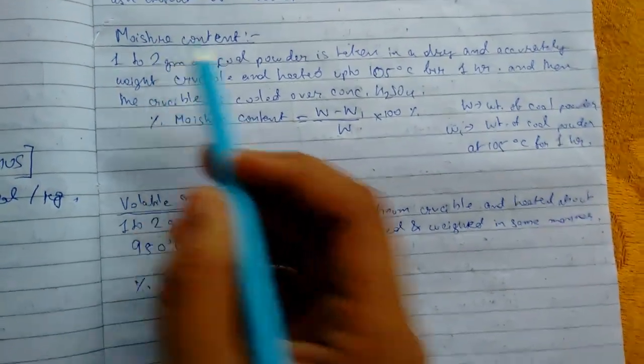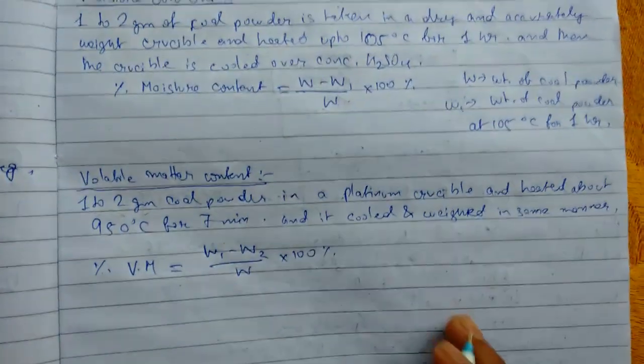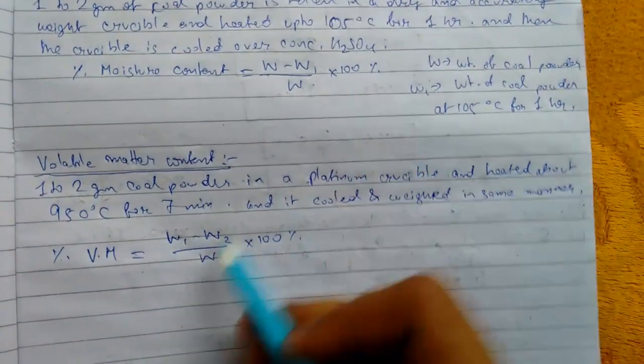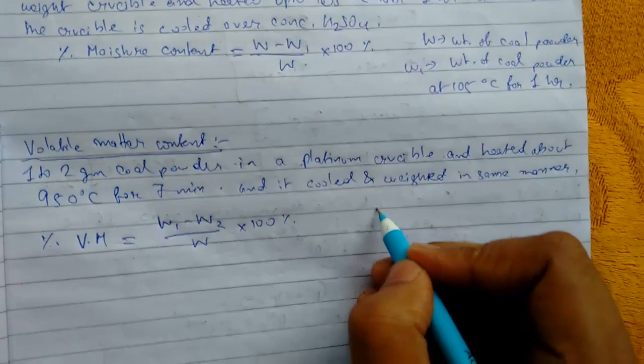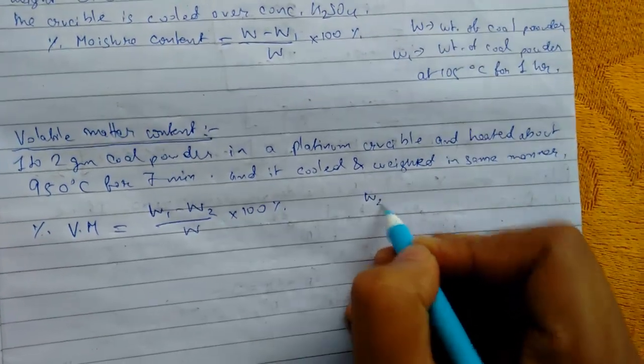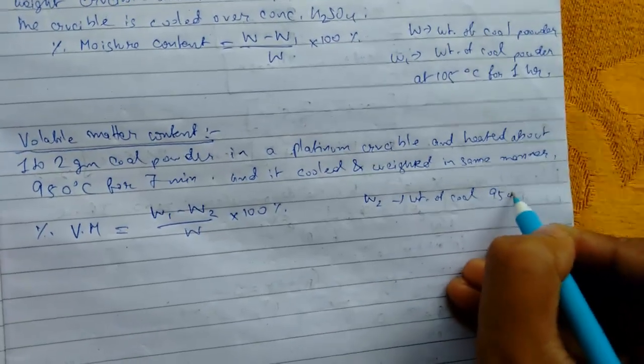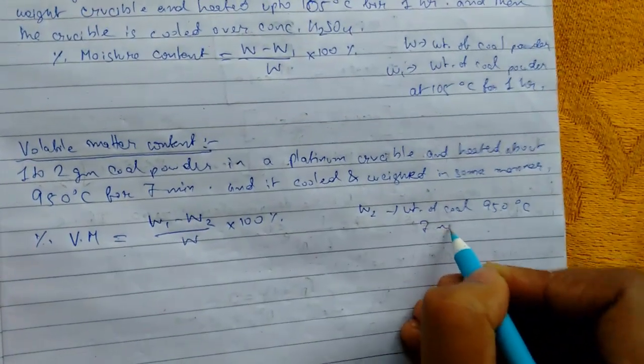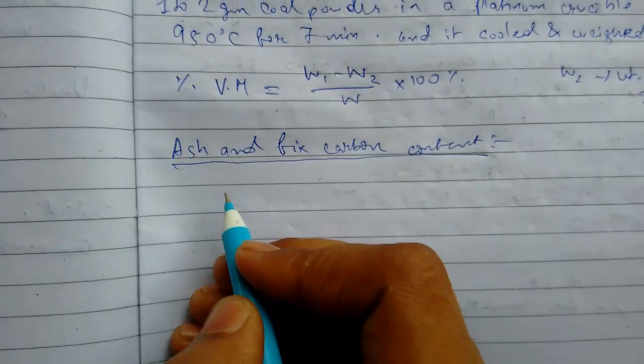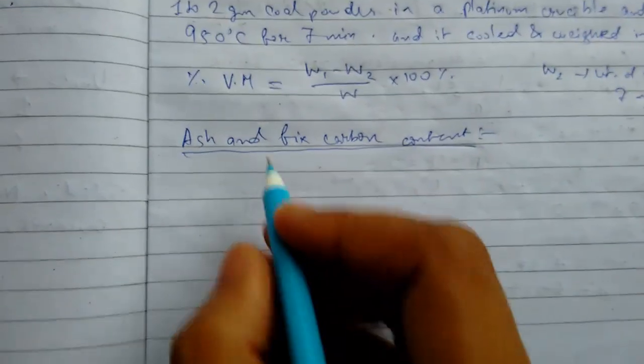So these are a series of steps. First you need to do moisture, then volatile, and afterward I will discuss the next steps. Here W is this, W1 is this, and W2 will be the weight of coal after heating at 950 degrees Celsius for 7 minutes. I am writing in short. So next is the ash and fixed carbon content.